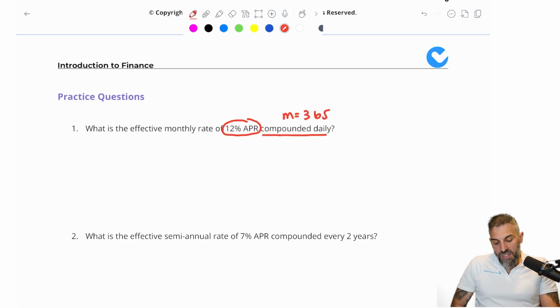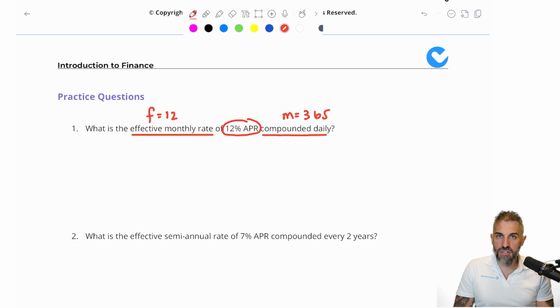And I want to find an effective monthly rate. So I'm asking you for an effective frequency of 12. See how they're different here? Now, how do I know F is 12? Well, in this case, they said, find an effective monthly rate. They told you that they want the rate to be monthly. That's what we call the effective frequency.